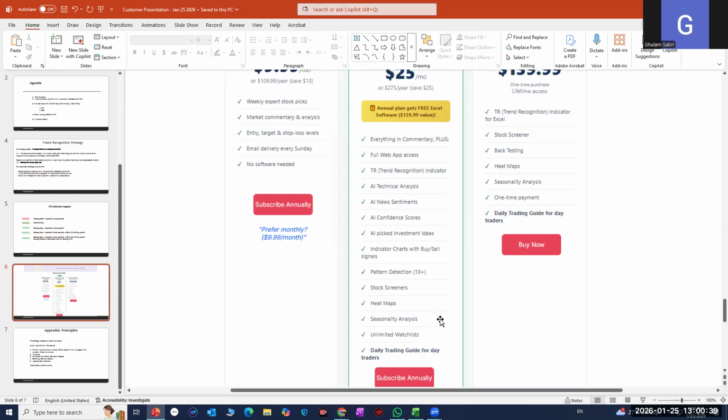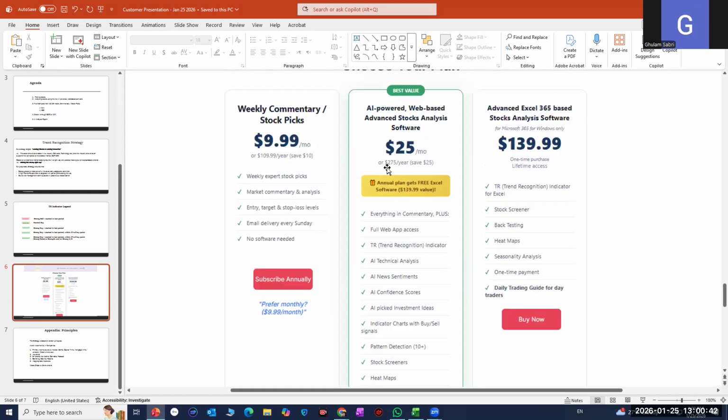And if you subscribe annually, you get a discount of 1 month, otherwise it's $300. So if you pay 275, it will come with this Excel software, plus the weekly commentary, plus the web-based tool. The Excel software is yours to keep, and the weekly commentary and access to the web-based tool will be for 1 year going forward. So this is the best value.